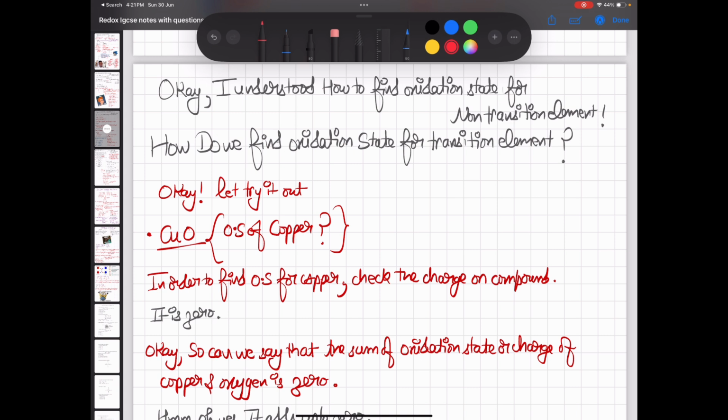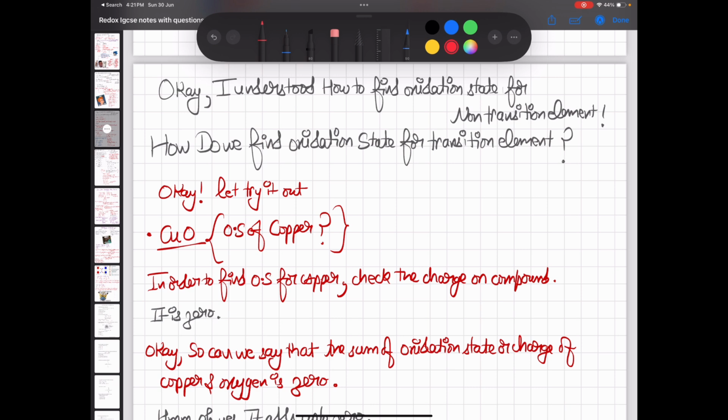Now, okay, I understood how to find oxidation state for non-transition elements. How do we find oxidation state for transition elements? This is a good question. Why do we need this? Because in the periodic table, all of you have studied this point as a feature of transition elements, that they have variable oxidation states.